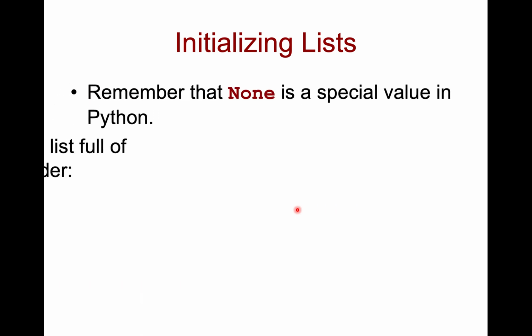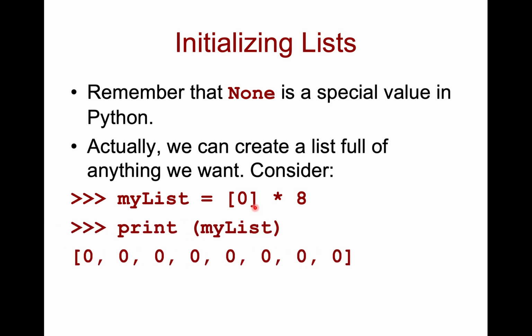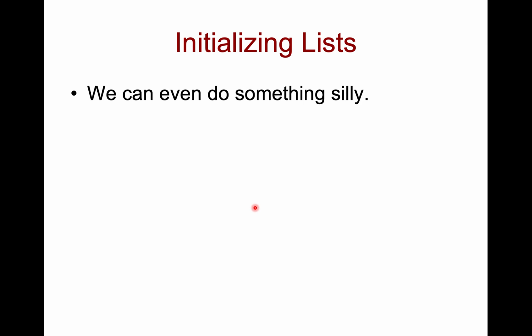Remember that None is a special value in Python. So we can create a list full of anything we want. Consider this. We can say, let mylist be equal to [0] * 8. This will create a list called mylist with 8 zeros in it. We can even do something a bit sillier. We could create a list called mylist with 4 Billies in it.